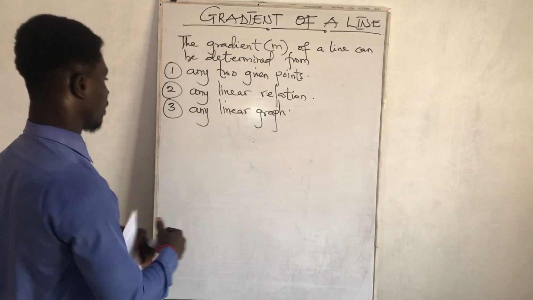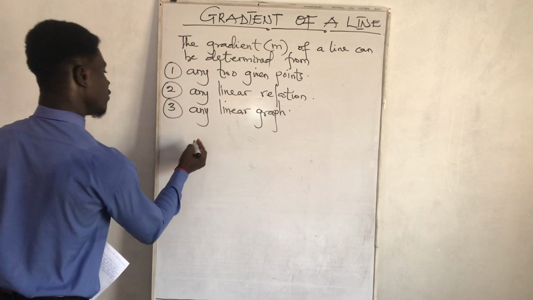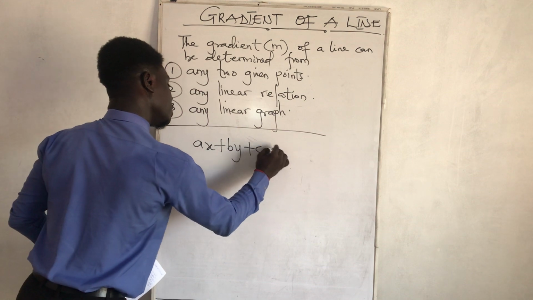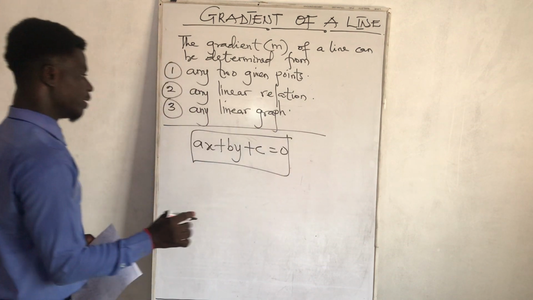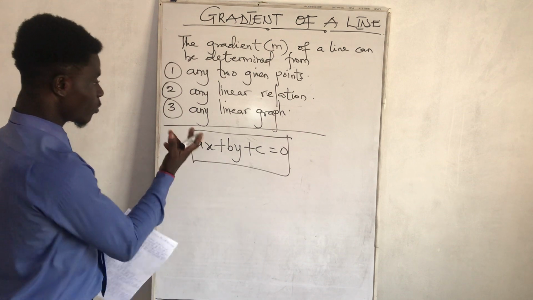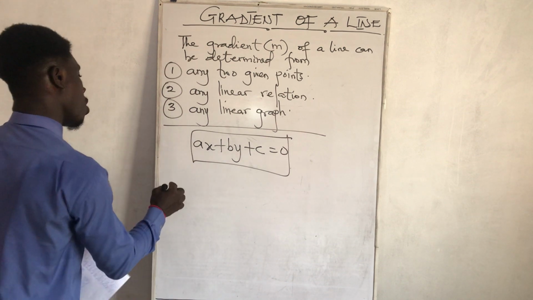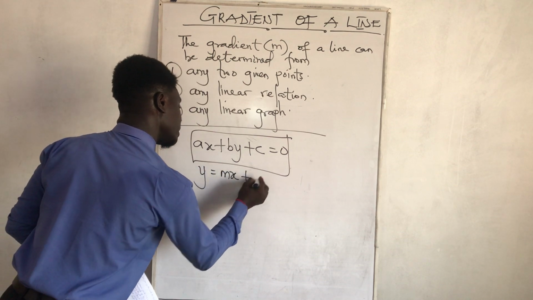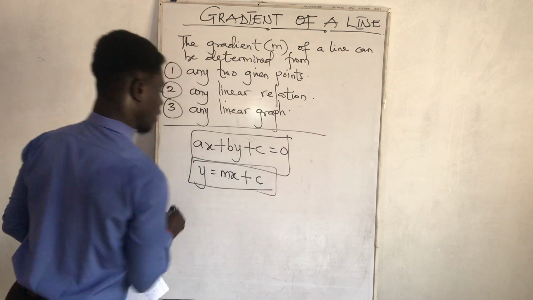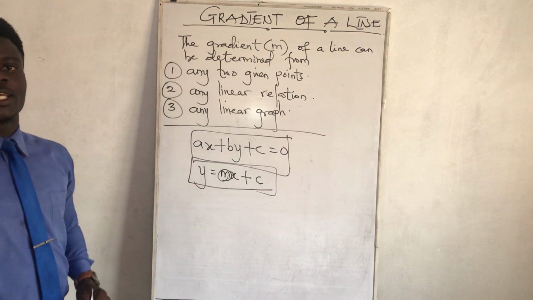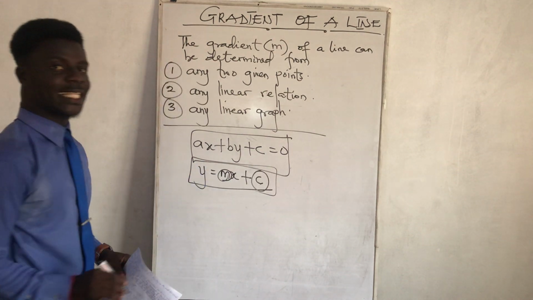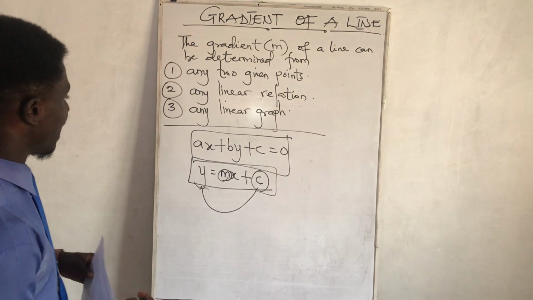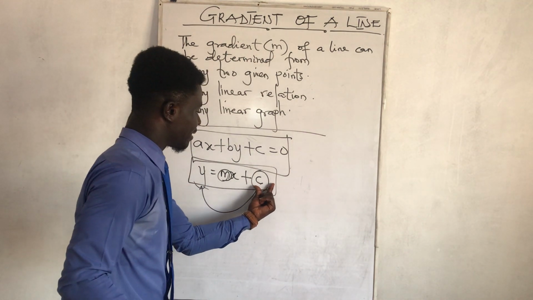If they give you any linear relation, as in the general equation of a line, which is ax plus by plus c equals 0, or the slope equation form, which is y equals mx plus c, where m is the gradient. Then c is the intercept on the y axis, where the line cuts the y axis.